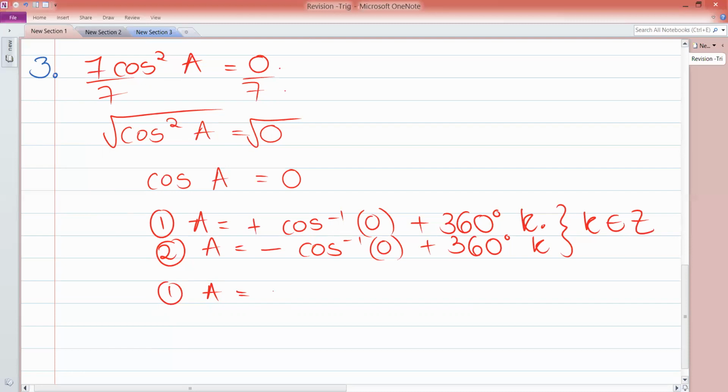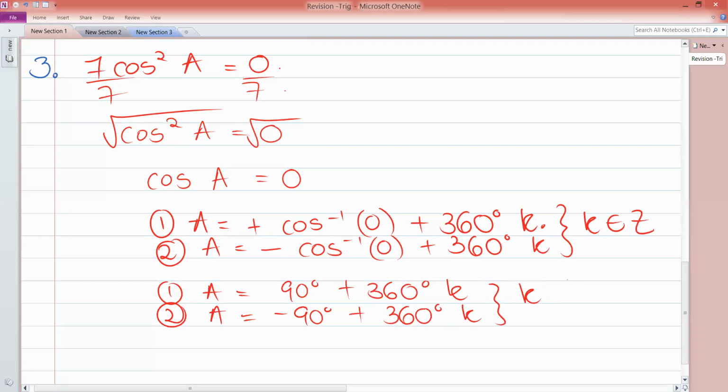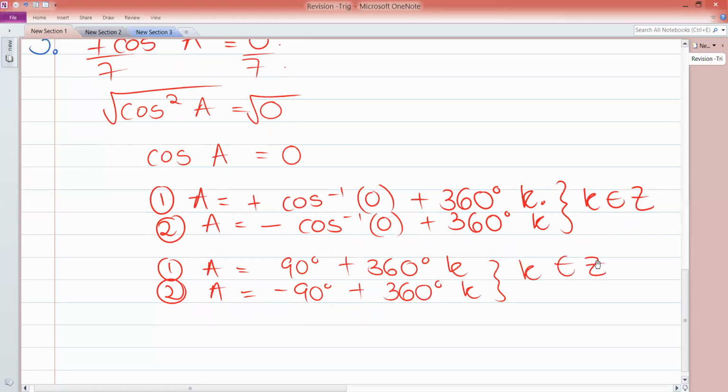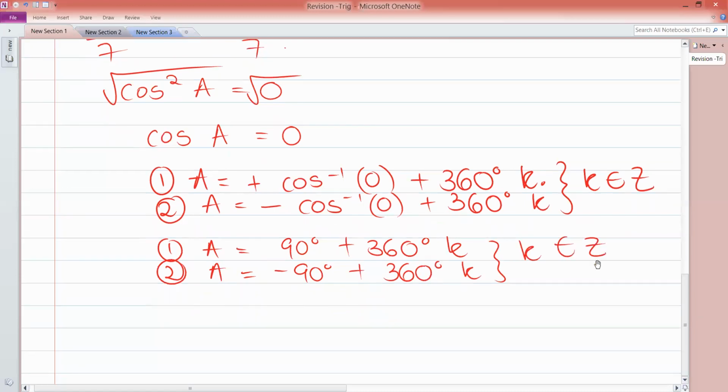Some people jump straight to this part. So it's now 90 degrees plus 360 degrees K, negative 90 plus 360 degrees K. K is an integer, right? I remember I was saying I separate them so that people know that we have two general solutions here.